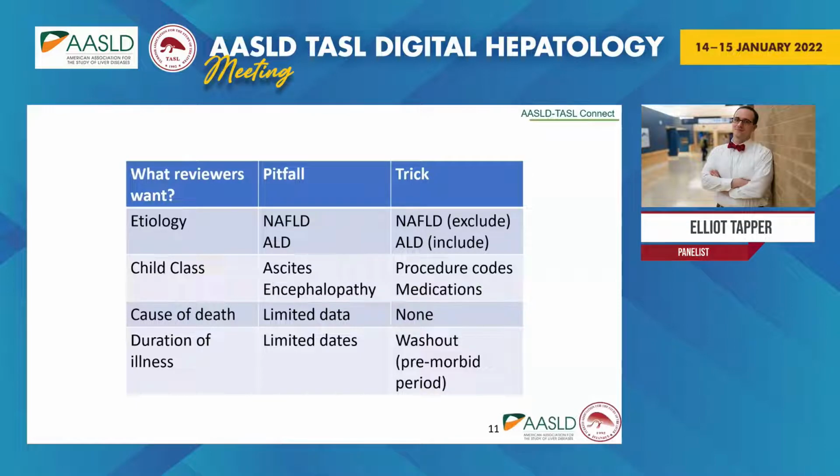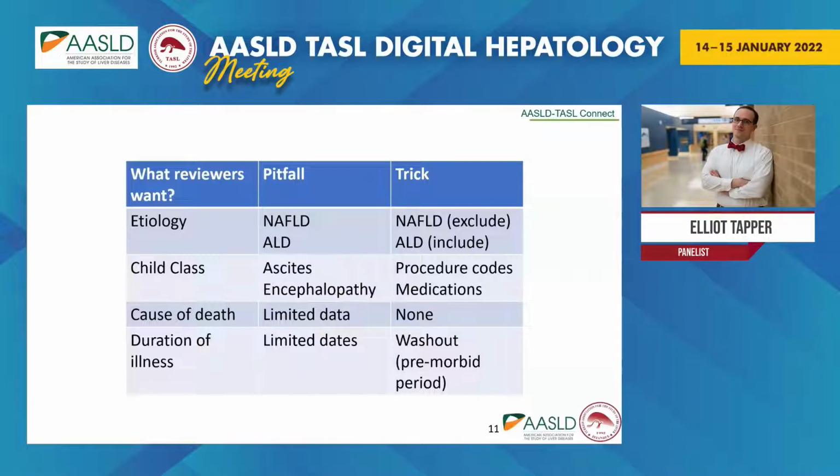Now, people always want to know about the Child class of your patients, and you simply cannot do that using ICD-9 and 10 codes, but you can add some depth by looking for procedure codes such as paracentesis and medications such as diuretics and lactulose and rifaximin. People love to know about cause of death, and I frankly don't know why. Once you have decompensated cirrhosis, your cause of death, no matter what it is, was somehow contributed to by that cirrhosis. And you simply have to say that this is a limitation of data.